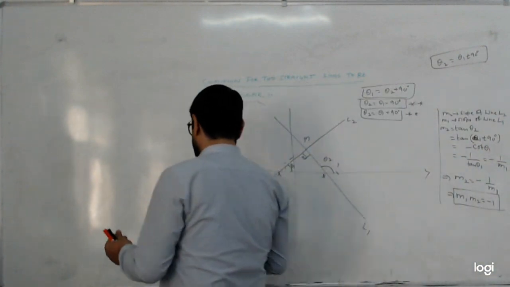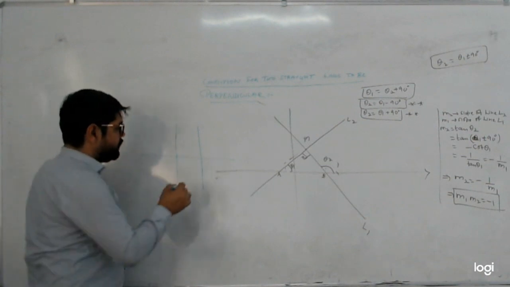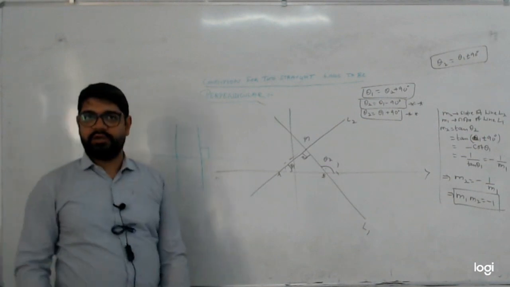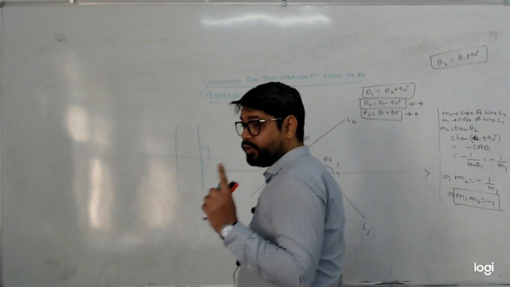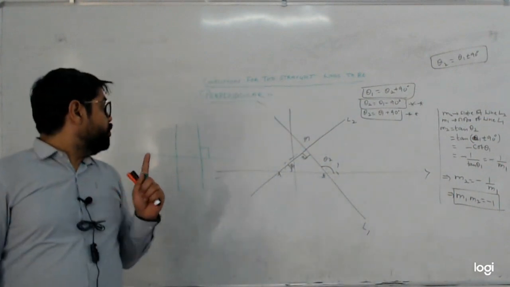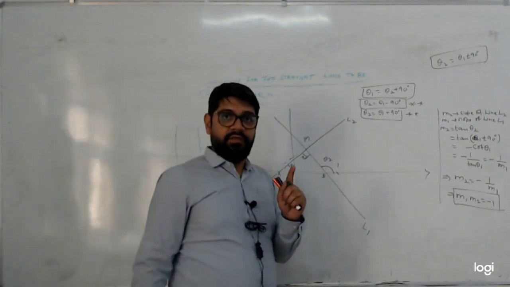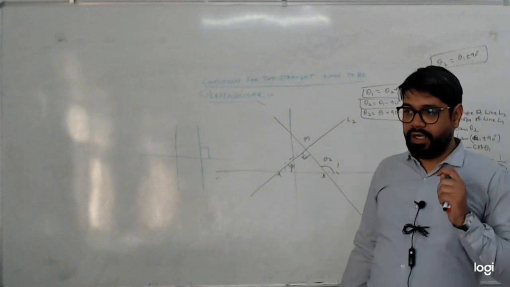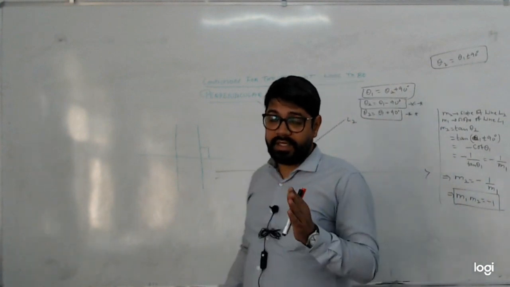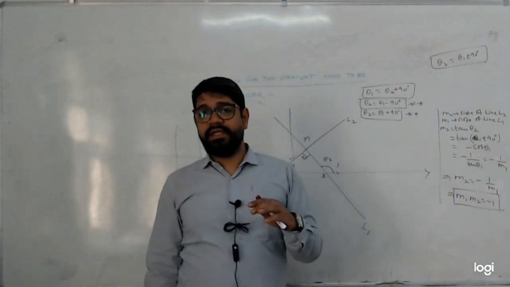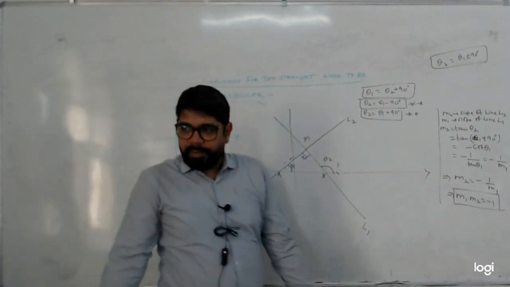Like if a line is parallel to the y-axis, then what is the angle which it is making with the positive direction of the x-axis? It is 90 degrees, and tan 90 degrees is not defined. So the slope of a line which is parallel to the y-axis is not defined. Clear? So one thing to note: if a line is parallel to the y-axis and you have to check perpendicularity with another line, then that other line should be parallel to the x-axis. Only then will it be perpendicular.